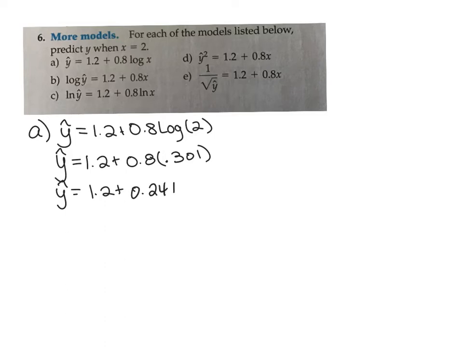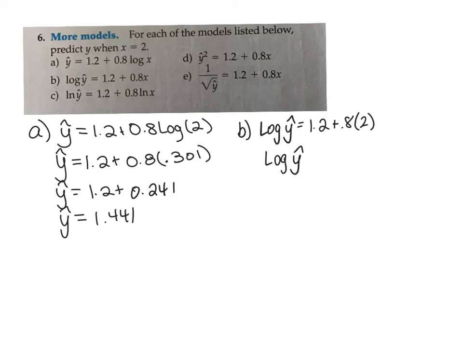0.241. And then we add that together and we get 1.441. So y hat equals 1.441. B is a little bit harder. B is the log of y hat equals 1.2 plus 0.8x. So 0.8 times 2. How do we solve that log equation? 1.2 plus 1.6. Log of y hat equals 2.8.